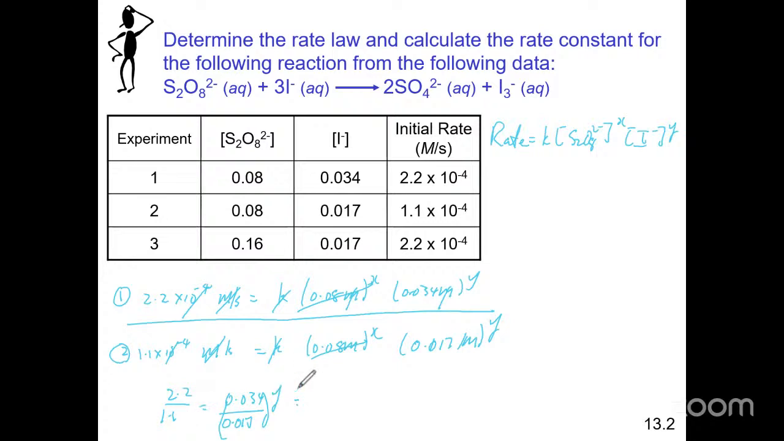So the 2.2 divided by 1.1 will be equal to 2. And the 0.034 divided by 0.017 would be equal to 2 as well, raised to the Y. So Y is equal to 1. Okay. So we know that Y is equal to 1. All right.